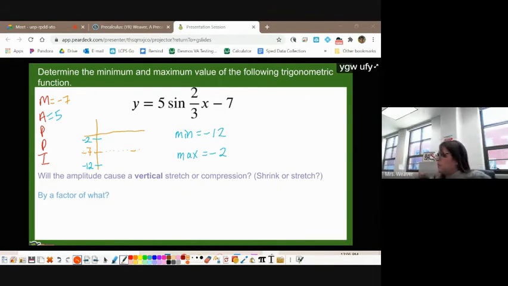Now, will the amplitude cause a vertical stretch or compression? Will it be a shrink or a stretch? Think about your transformation rules. If this number that we're multiplying by is bigger than 1, is that going to be a vertical stretch or a vertical compression? What do you think? Haley, will that be a vertical stretch or compression? Amir was so fast, he was ready for us. You're right. When the amplitude is greater than 1, it'll be a stretch. So that's a vertical stretch by what factor? By a factor of 5.